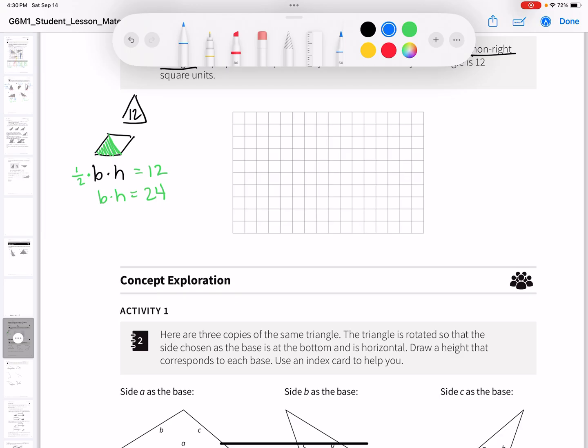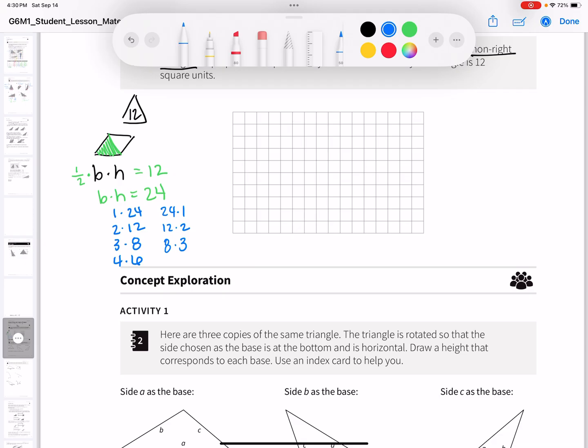So 1 times 24 equals 24, 2 times 12, 3 times 8, and 4 times 6. But the opposites work too, right? 24 times 1, that would be a base of 24, a height of 1. We don't have enough squares over here to do that. 12 times 2, that would be a base of 12 and a height of 2, right? Whereas 2 times 12 would be a base of 2 and a height of 12. So I think I'm going to do 8 times 3, a base of 8 and a height of 3.